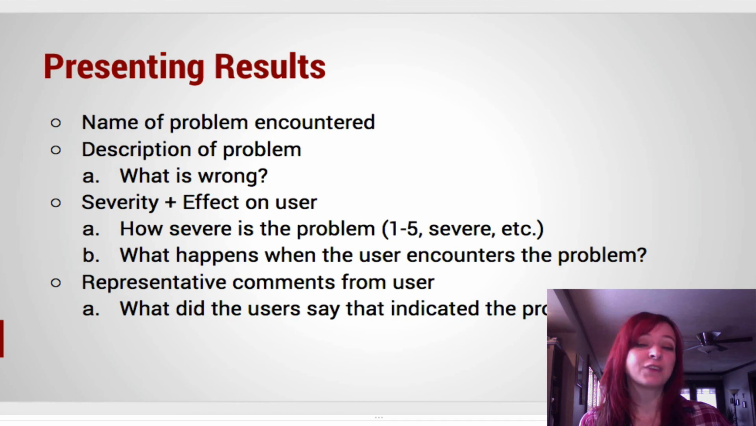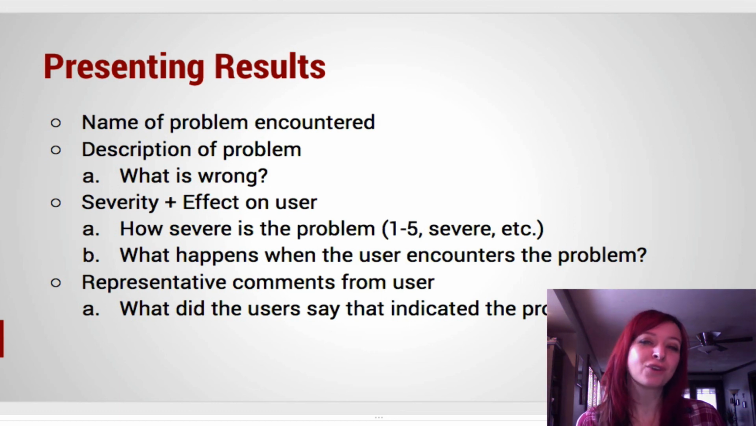And then representative comments from the user. So as the user was thinking aloud or answering post-test questions, what kinds of things did they say that made you understand this problem, helped you understand this problem? So what did the user say that indicated the problem? Here you might write, while buying a ticket, one tester remarked, "This is the dumbest way of doing this I've ever seen. I should be able to just click a button that sorts by price." Something like that. So representative comments.